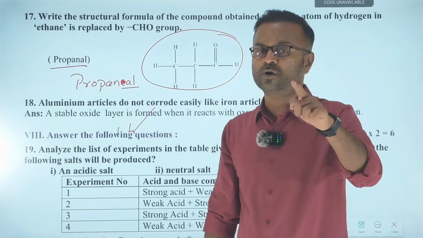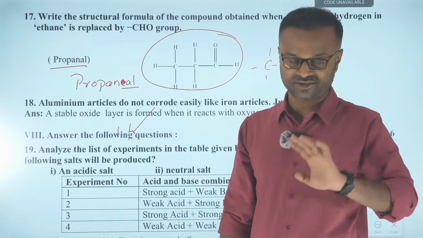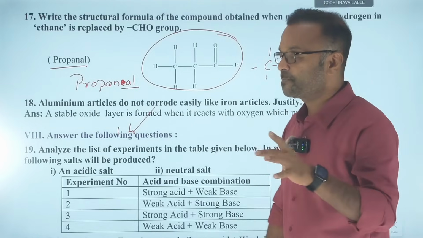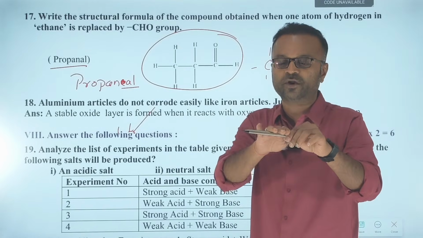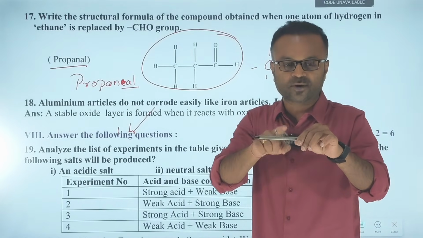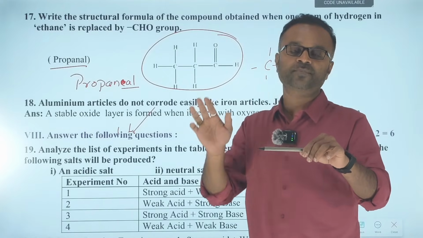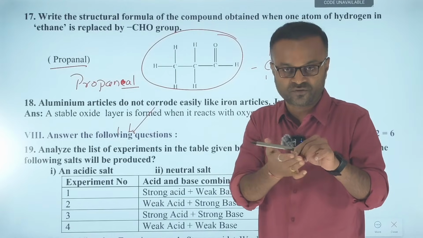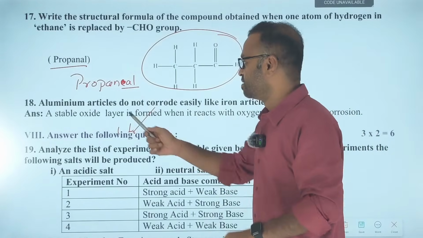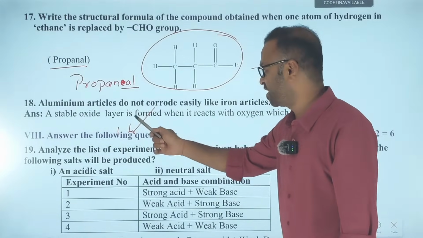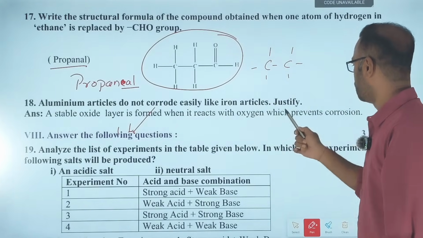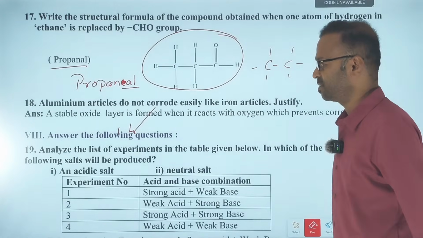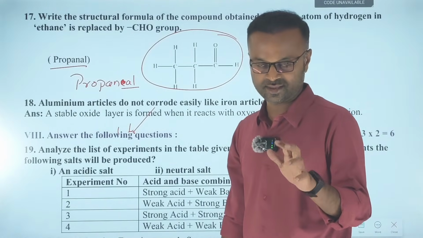See, whenever iron comes in contact with oxygen or moisture, definitely it will get rusted. But the speciality of aluminum is that when it comes in contact with oxygen, it develops an oxide layer above it, and that oxide layer itself prevents further oxidation. It will not allow further oxidation. Why? Because of the formation of aluminum oxide. A stable oxide layer, the aluminum oxide layer, is formed when it reacts with oxygen, which prevents corrosion or further oxidation. That's what you are supposed to write as the answer. Hope this is clear. Yes, 3 questions.